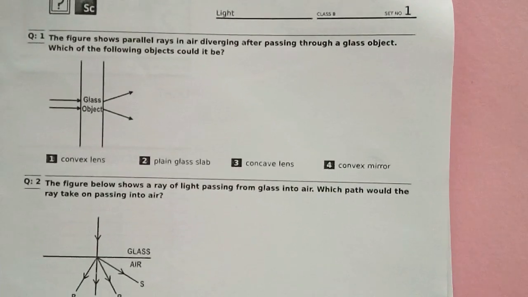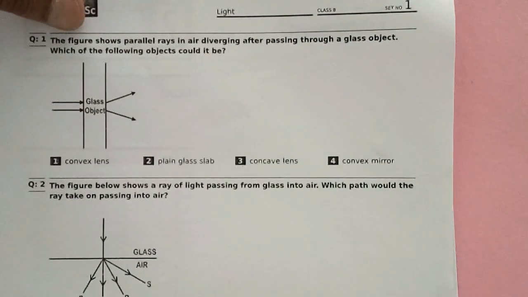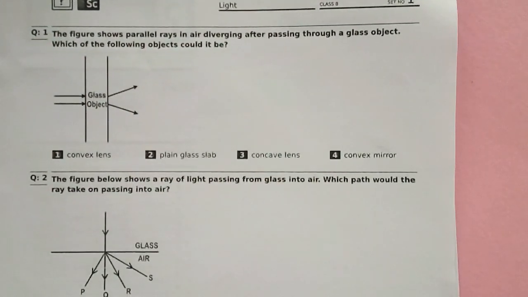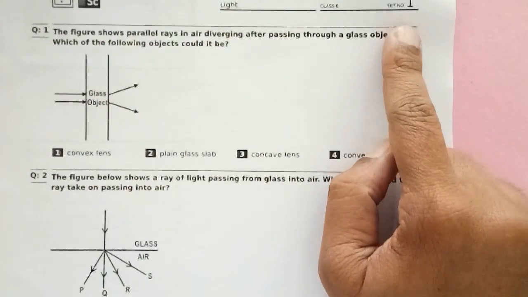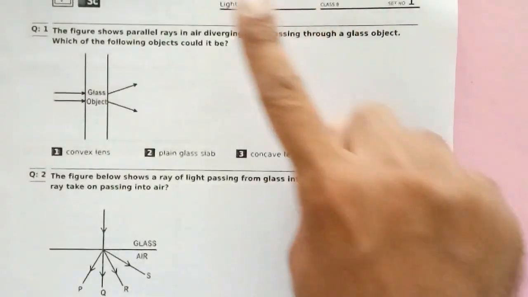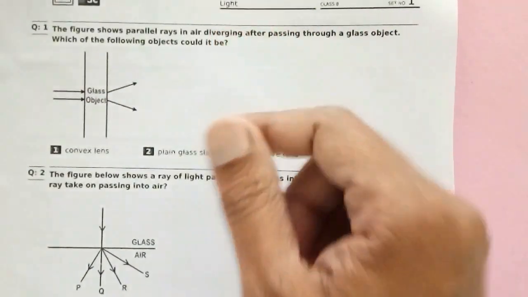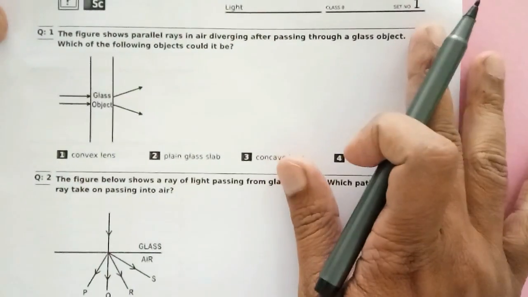Hello scientific people. So here is the DA paper that we recently gave, and this is set 1 of the DA examination of physics based on chapter light, right? So let's solve all the questions over here.